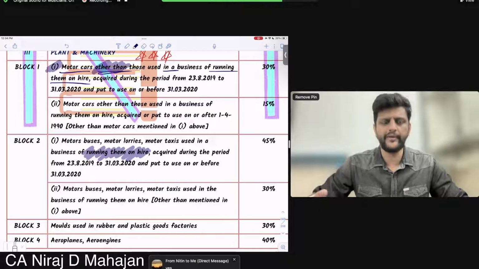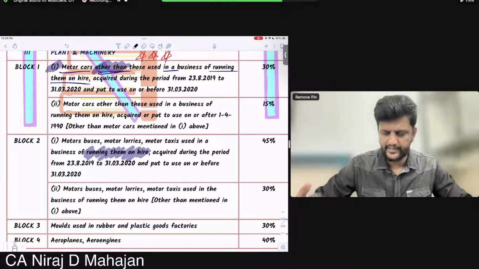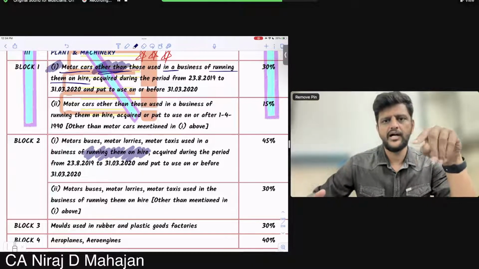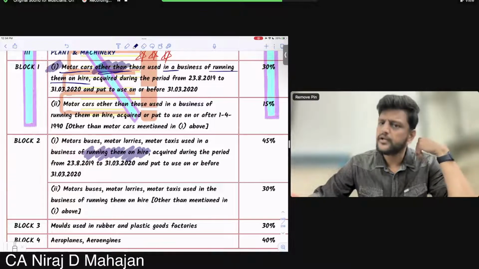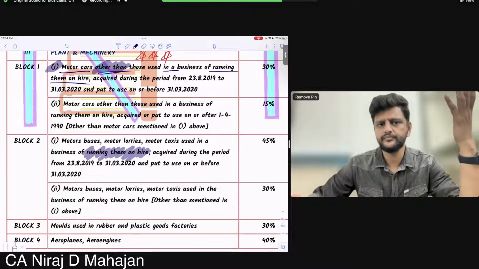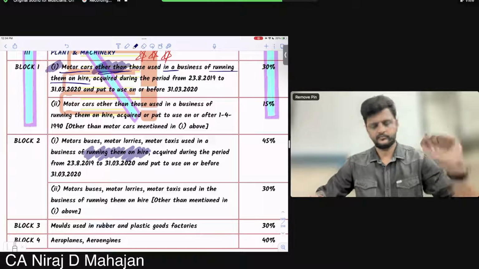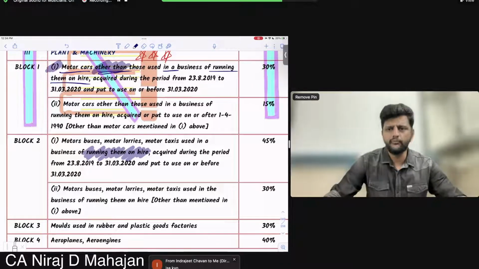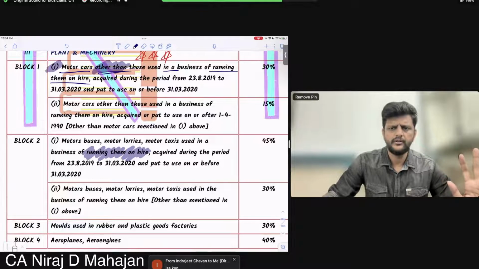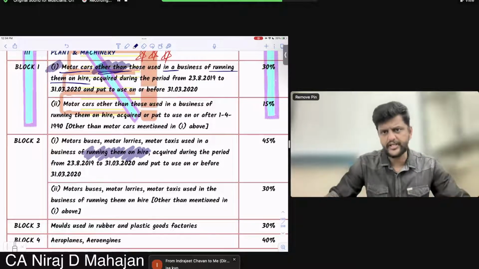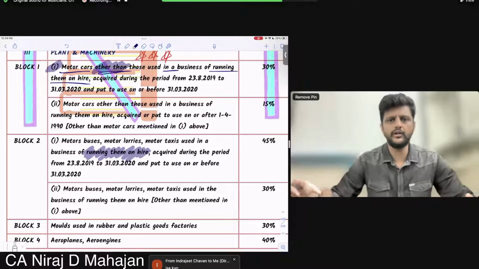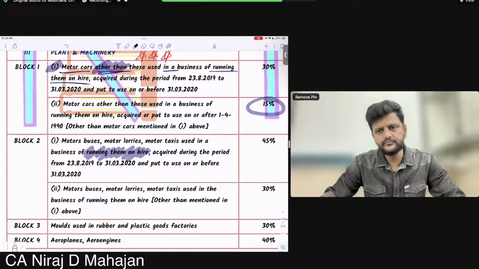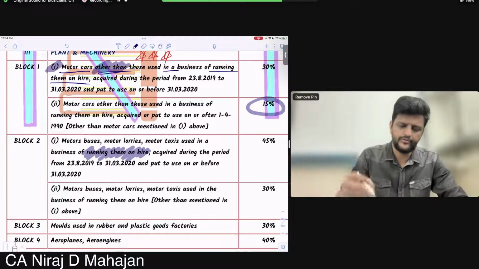So to revive and help the automobile industry, understand, Madam Ji said, if you buy motor cars during this time period, I will give you double depreciation. Finally, how much depreciation? 30%. That means for motor vehicles purchased during this period, while our normal rate of depreciation was, bachcho, 15%.